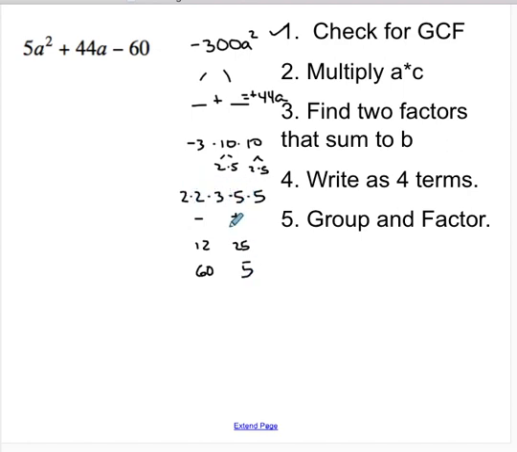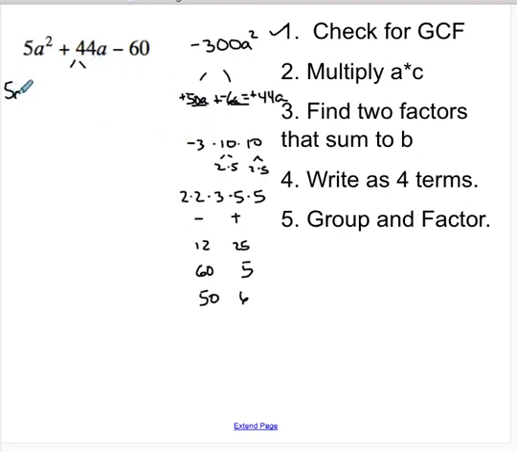Maybe I'll try 2 times 3, that's 6. So maybe I'll do this 2 and 3 together, so that would be 6, and then I'll do the rest of the factors, 2 times 5 times 5, so that's 50. So 50 and 6, that has a difference of 44. So if I make this a positive 50a and a negative 6a, that will get me to where I need to go. So now I'm going to just split the center term along those lines.